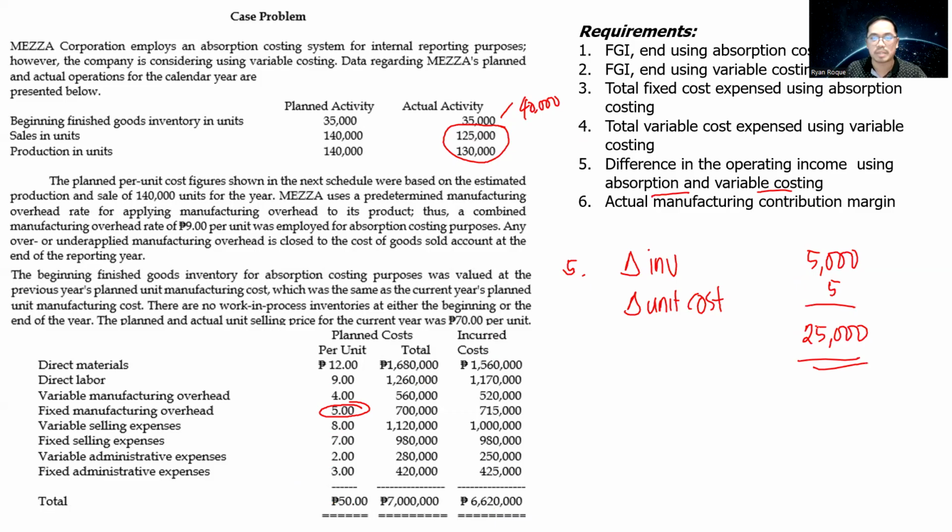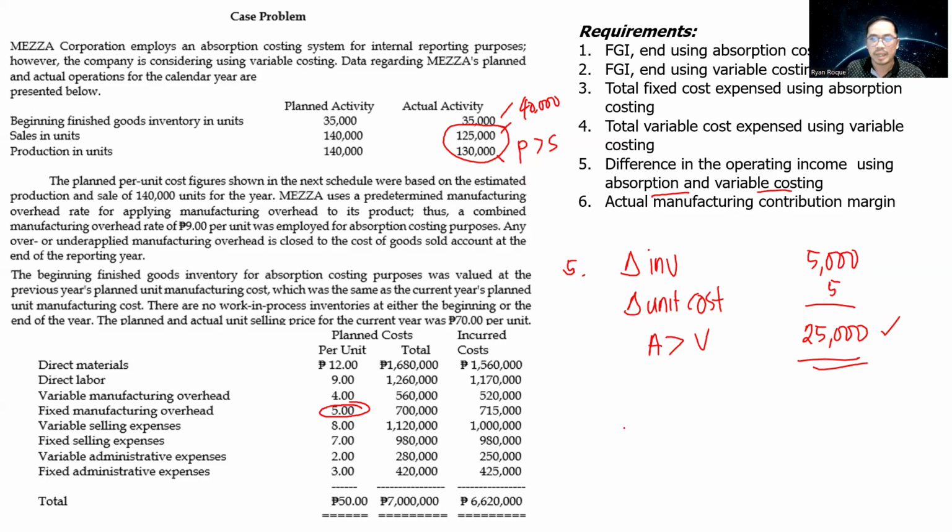So which one is higher, absorption or variable? Remember here, P is greater than S. You produce 130,000, you sold 125,000. So P is greater than S, meaning the income under absorption is greater than the income under variable costing method by the amount of 25,000 pesos.